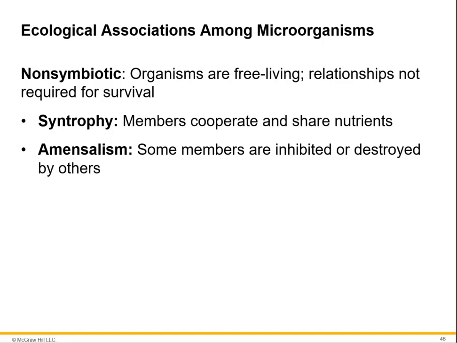Then you have non-symbiotic associations, and this is going to be where the organisms are free living and their relationships with one another are not required for survival. So remember, symbiotic relationships are required for survival in symbiotic organisms. So our non-symbiotic associations, we have syntrophy. This is where the members cooperate and share nutrients with one another, but again, remember they don't need one another for survival. Then you have amensalism. This is where a microorganism inhibits or destroys another organism.